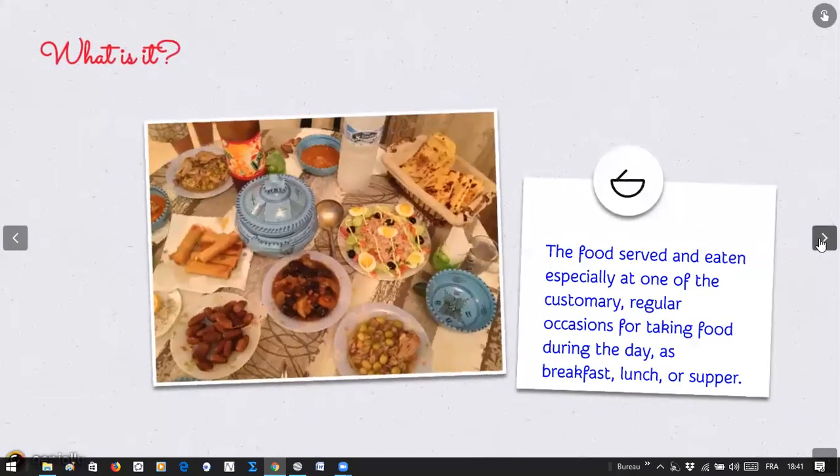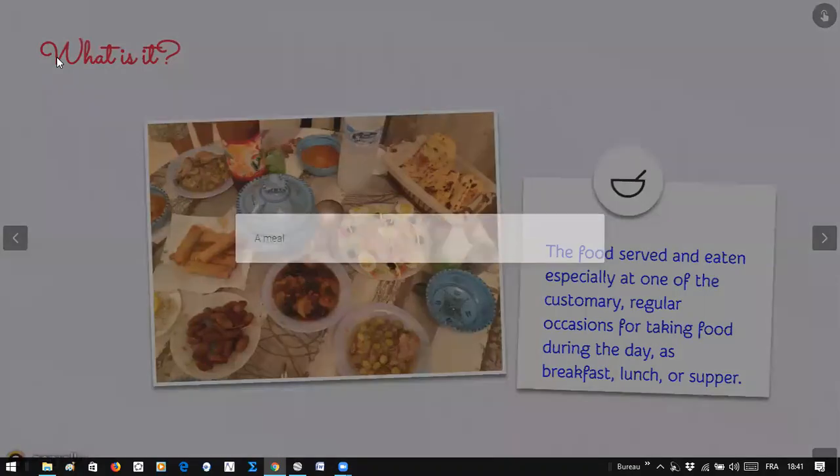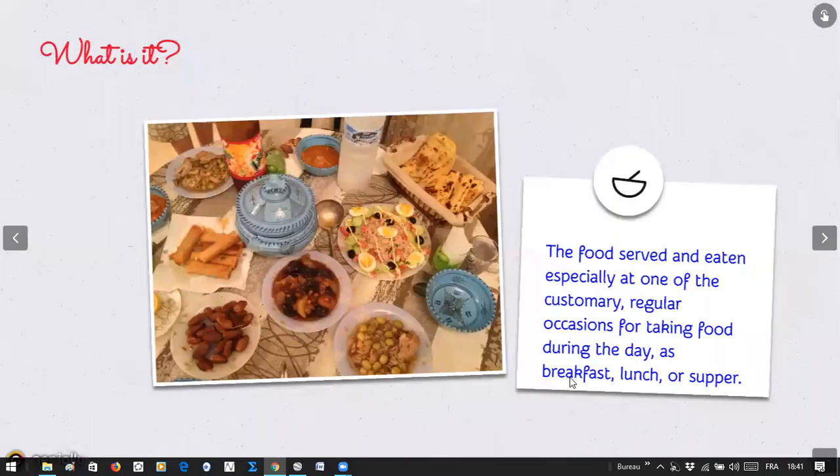All right, what is it? The food served and eaten, especially at one of the customary regular occasions for taking food during the day, such as breakfast, lunch, or supper. The meal. Now, how many meals do you have a day? In a day, I have 3 meals. What are they? Breakfast. Good. Lunch at midday. And supper. Great. Supper is another word for?